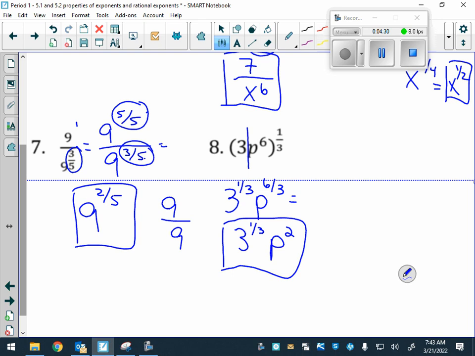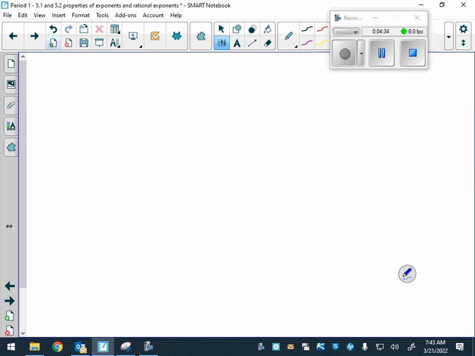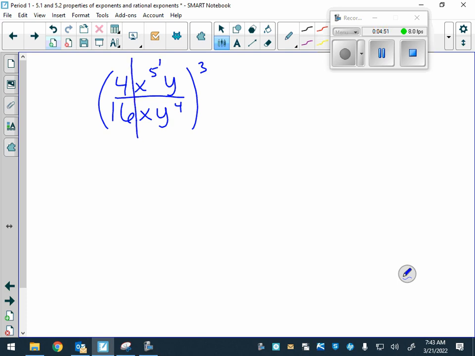On the homework, on page 11, were there any questions? Camilla? 17. Sure. So 17. Before you take care of that cubed, simplify whatever's inside the parentheses first. Okay? So you look at your numbers, your x's, then your y's.